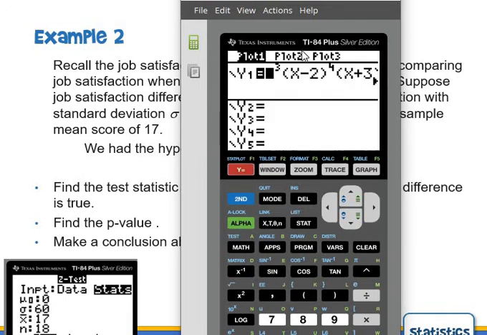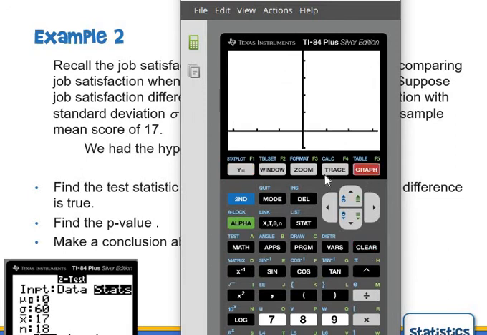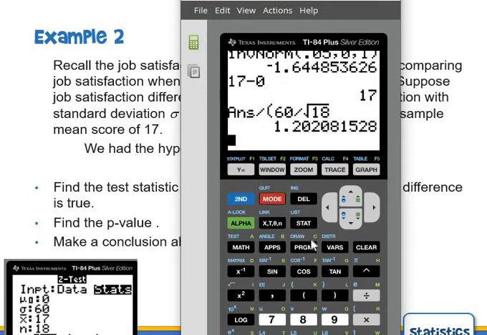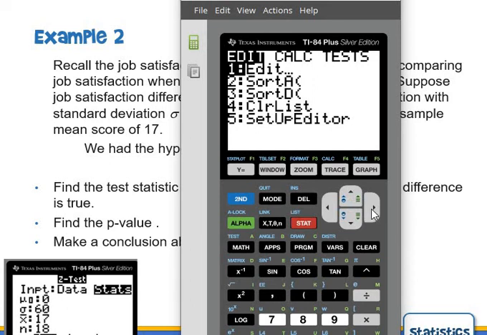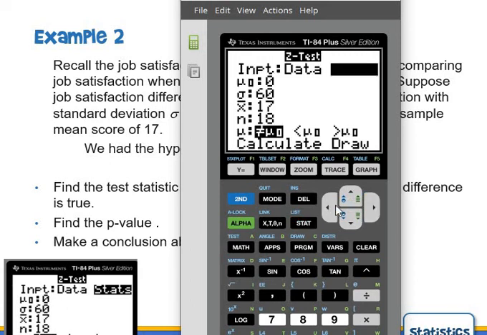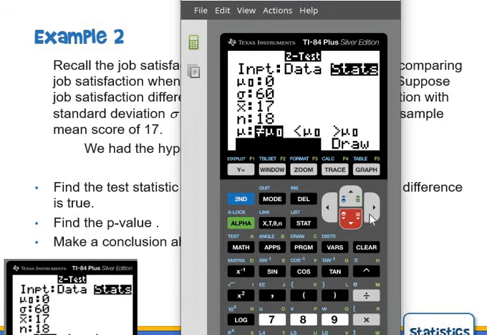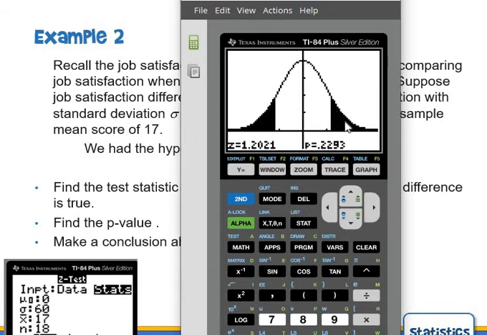I was doing some algebra here. Let me clear that out. Let me redo it. So stat, test, z-test. It's got everything stored. I'm going to go down to draw. It will draw the picture of what it's doing. It's the standard normal distribution, and it shows you that z is the same thing I had a minute ago, about 1.20. So on this graph, that would be 1.20, negative 1.20, and then it's finding the area to the left and the right of that, and adding those two together. The total shaded area there is 0.23.